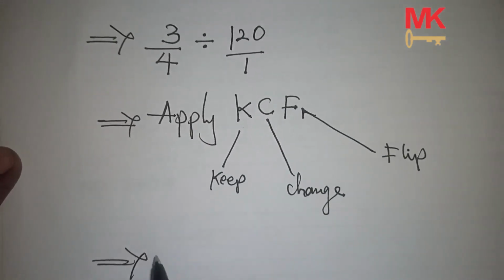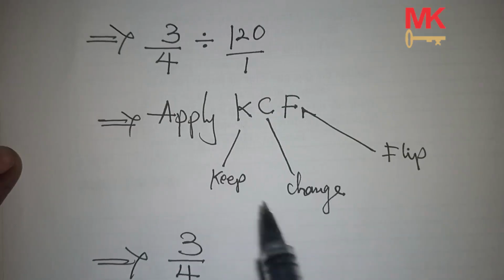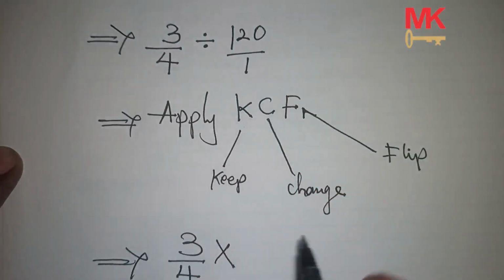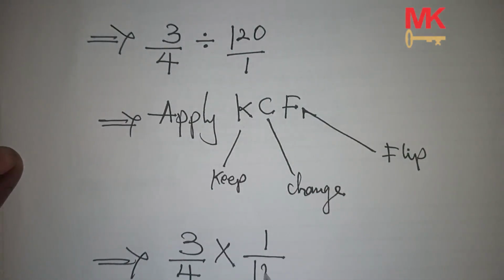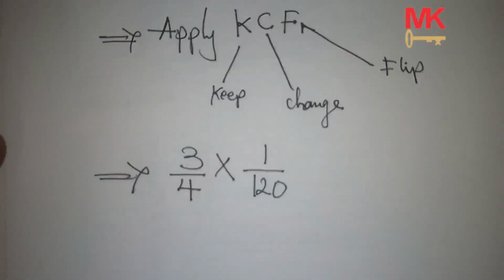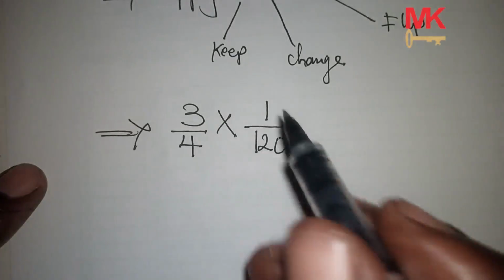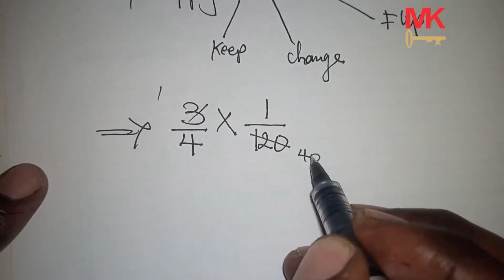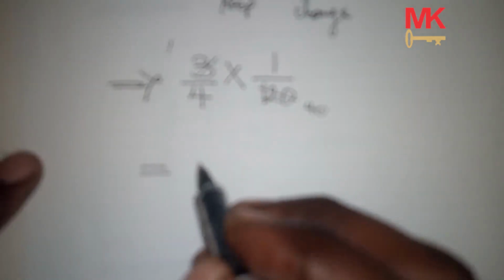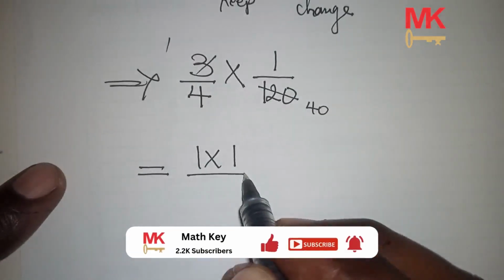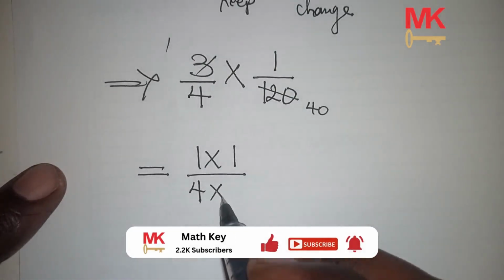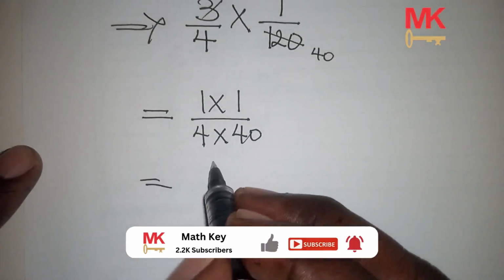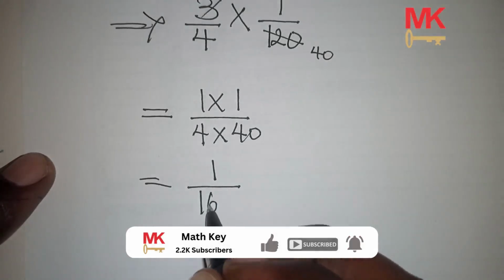And we can see that like this. So this implies 3 over 4. We change this to times. 1 goes up and 120 comes down. So we have 1 divided by 120. At this point, 3 here, 1. 3 here gives us 40. 1 times 1, that's 1, divided by 4 times 40, which is equal to 1 over 160.